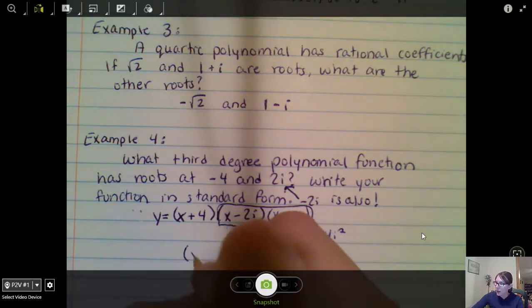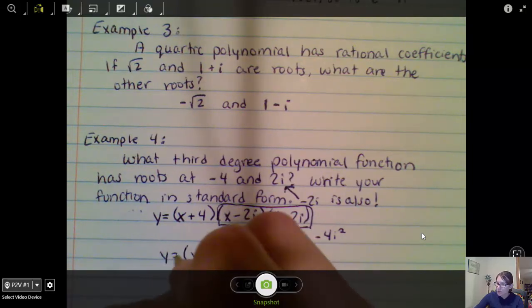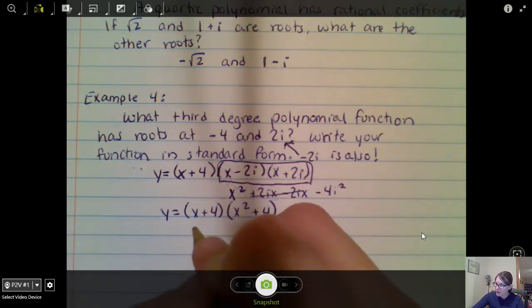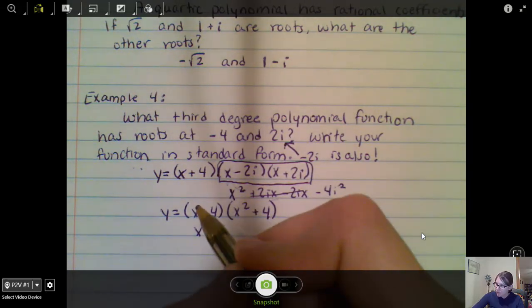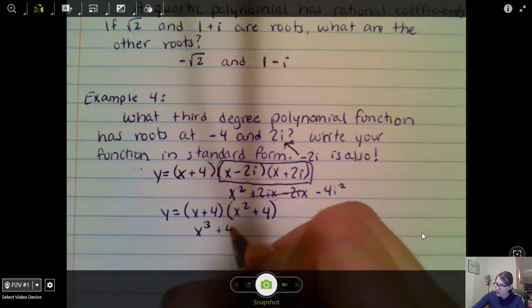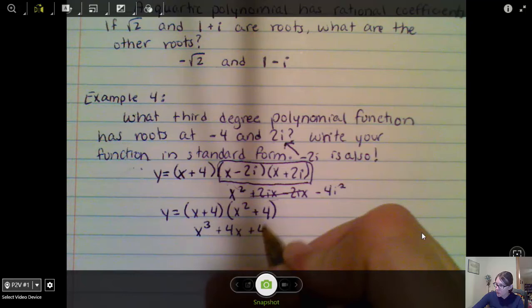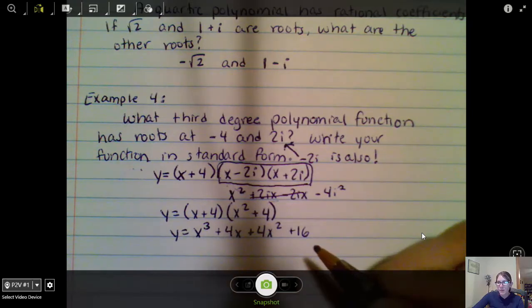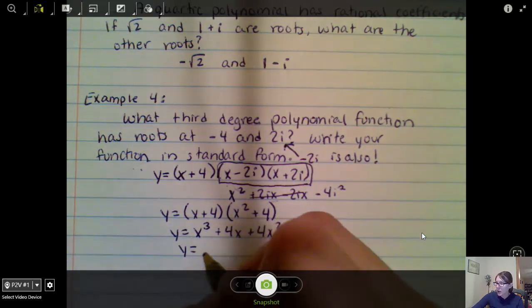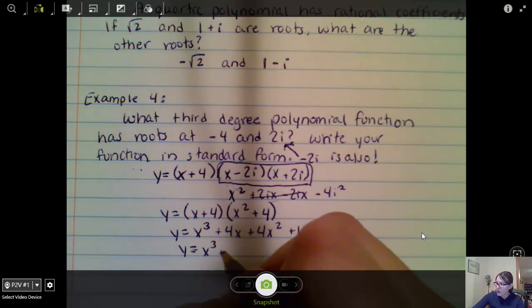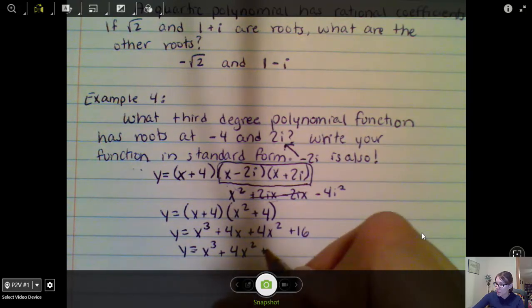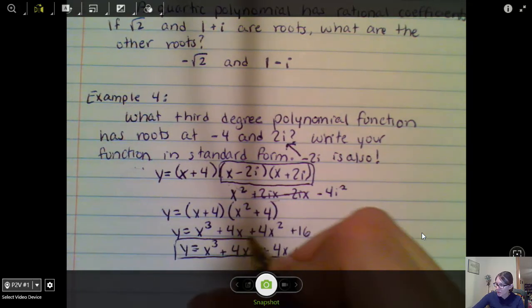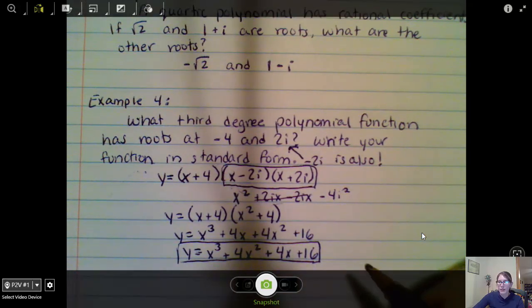Still multiply our x plus 4 we had here. Okay, x times x squared is x cubed. Outside is 4x. Inside is 4x squared. Last plus 16. And double check, just make sure we're in standard form. We need our exponents to go from highest to lowest. x cubed plus 4x squared plus 4x plus 16. Okay, there's my equation in standard form.